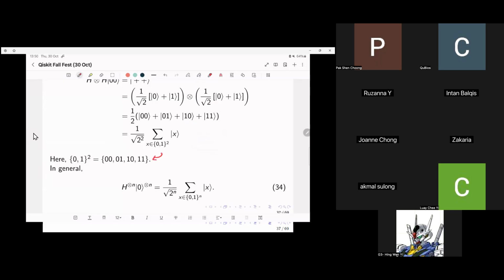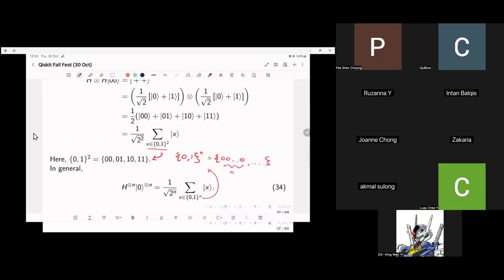This basically means you have 0, 0, 0, 1, 1, 0, and 1, 1. So in general, if you see something like this below, this means you have n strings of zeros, and then you do all the possible permutations with 0 and 1 until you reach all the ones. So that's basically how this particular notation works.